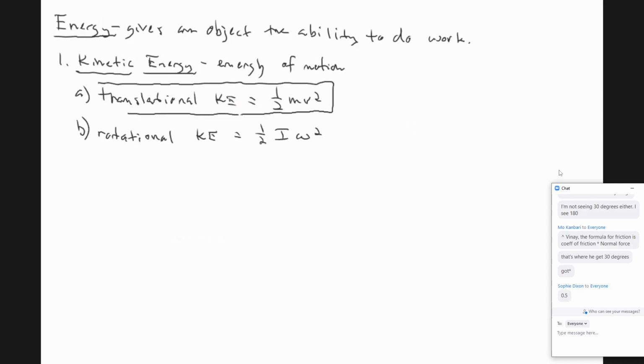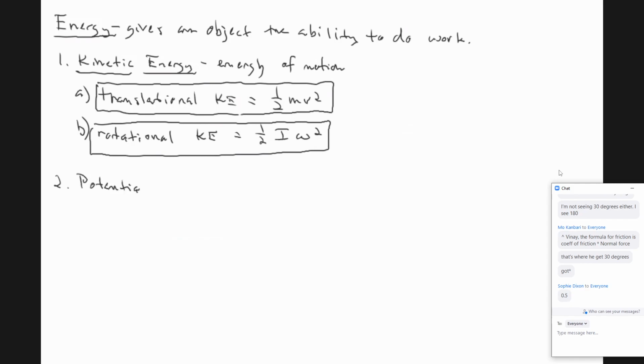So translational kinetic, rotational kinetic. Okay, both are energies of motion. So whether an object is moving at some velocity or rotating at some angular velocity, you're going to have kinetic energy. The second type of energy is energy of position. So potential energy is energy of position.